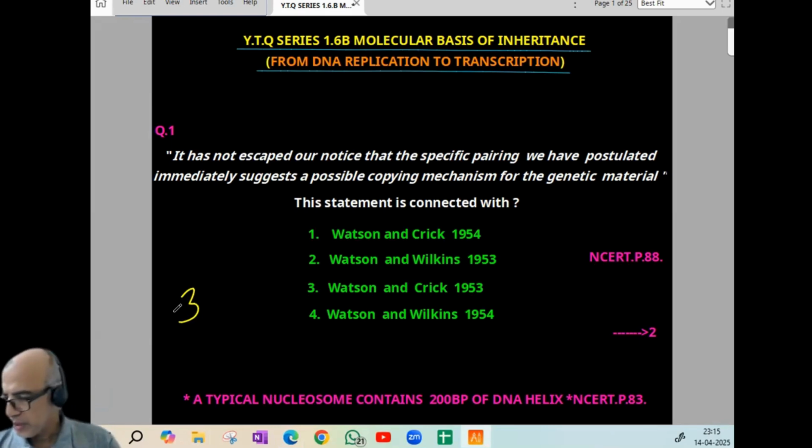Below it, we can find a statement that is connected with the last episode. A typical nucleosome contains 200 base pairs of DNA helix. NCERT page number 83. So nucleosome, 200 base pairs. Now we can proceed to question number 2.